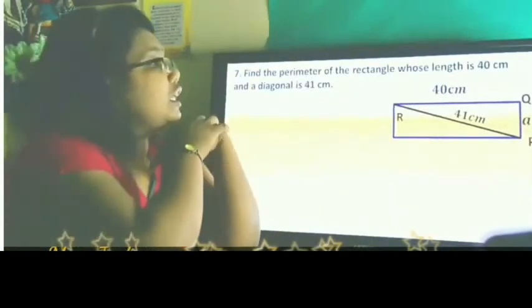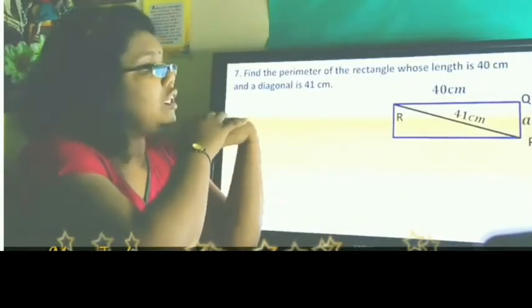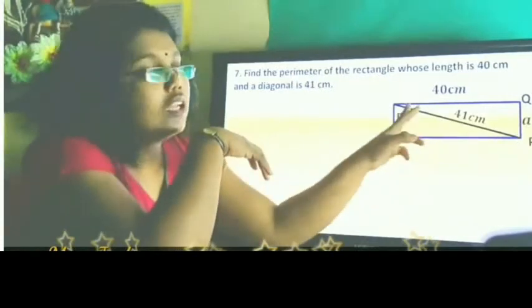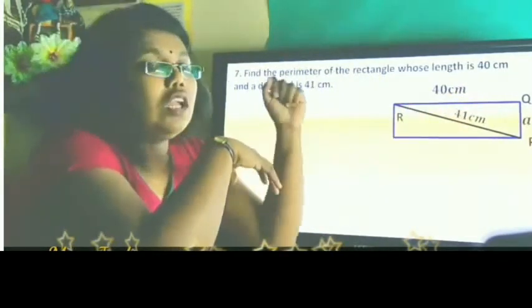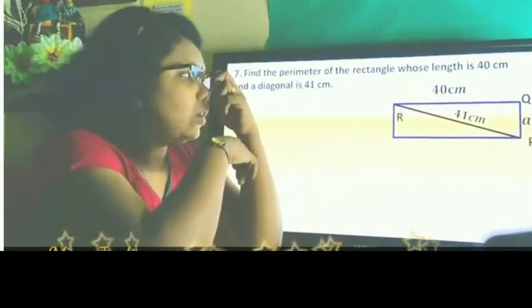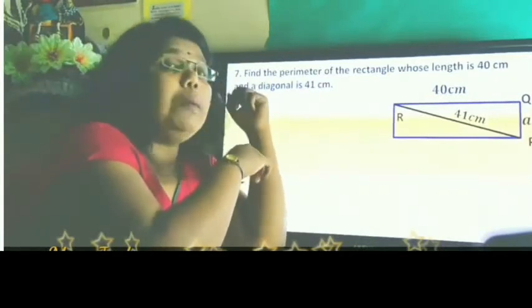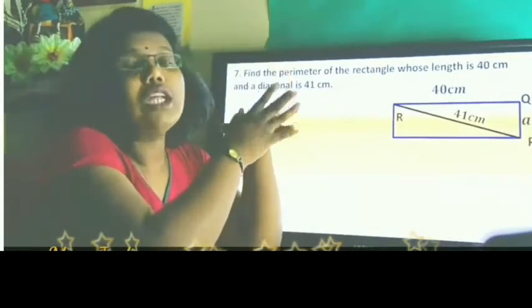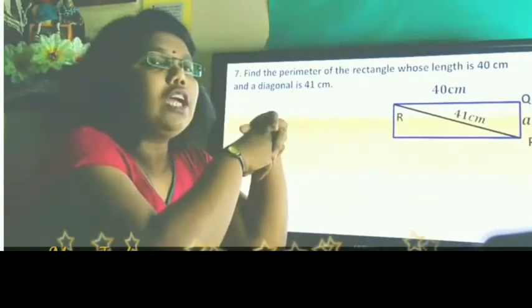Find the perimeter of a rectangle whose length is 40 cm and diagonal is 41 cm. Now this is our diagonal and this is 41 cm. This is the side which is 40. Now we have to find another side over there. So to do that, what do we do? We apply Pythagoras property or Pythagoras theorem. Why Pythagoras? Because we already know that angles of a rectangle are 90 degree each.